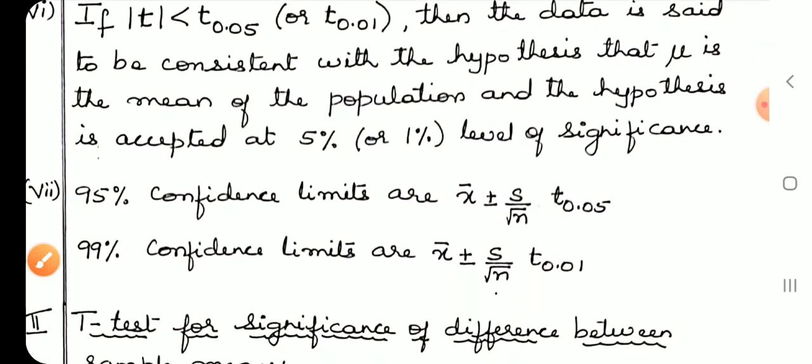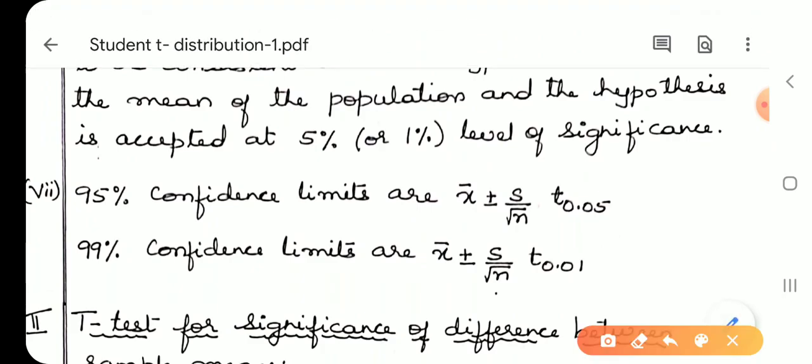So this is one more formula you have to remember. 95% confidence limits are x bar plus or minus s by square root of n into t of 0.05. 99% confidence limits are x bar plus or minus s by square root of n into t of 0.01. So this is one topic. Both the topics I will explain. Let us do the problems together.